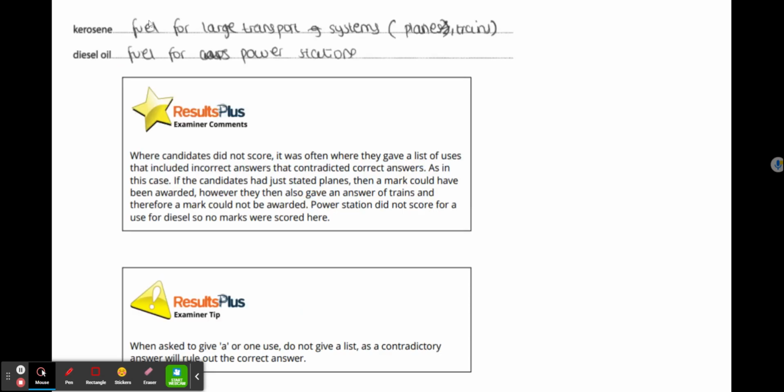An incorrect answer we've got here: fuel for large transport systems, in brackets planes, trains, and then fuels for power stations. So these are not correct. The first problem here is, yes, kerosene is a fuel for planes, but it's not for trains. So by putting that trains answer, that's negated the whole mark for that question. And power stations isn't a use for diesel, so it wouldn't score. So when it says here, when asked to give a or one use, don't give a list.